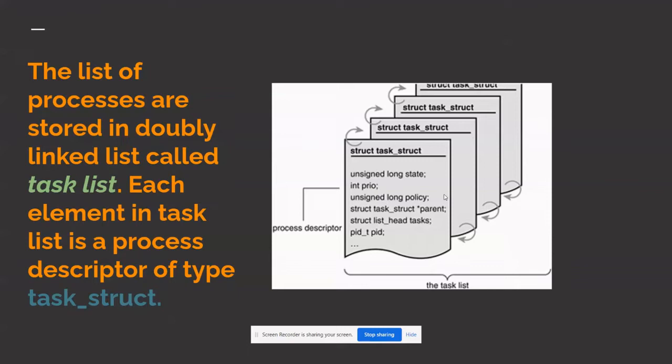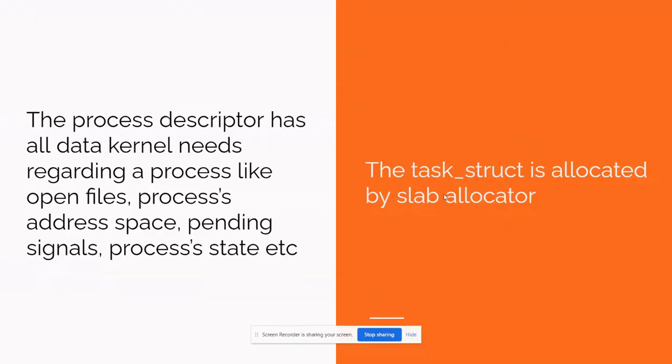A new structure called thread info is also created for executing the process, and it lives at the bottom or the top of the stack, depending on how the stack is implemented. The process descriptor has all the data the kernel needs regarding a process, like open files, process address space, pending signals, process state, etc.